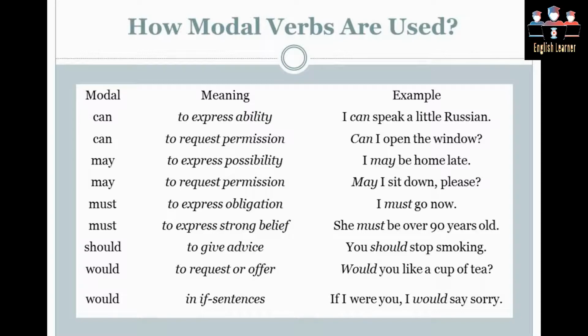Next is would. Would is used to request or offer. Would you like a cup of tea? This is a special offer towards someone. Another use of would is in if sentences or conditional sentences. If I were you, I would say sorry. These were the precise usages of the modal verbs.